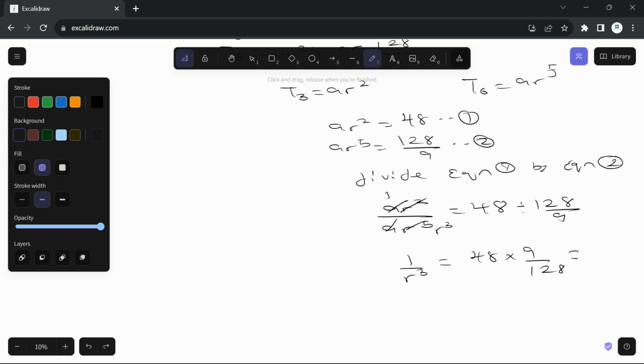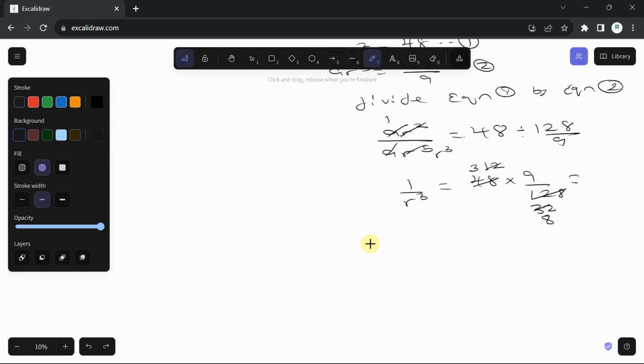So let's see. Can 128 be divided by 24? No. Can it be divided by 12? Let me see, I'm pressing on my calculator. No. But 128 can be divided by 4. So 4 here is 32, 4 here is 12, right? 4 here is 3, 4 here is 8. So what I have here is 1 over R cubed is equal to 3 times 9, which is 27, all over 8. Right? So this is 1 over R cubed and this is 27 over 8.